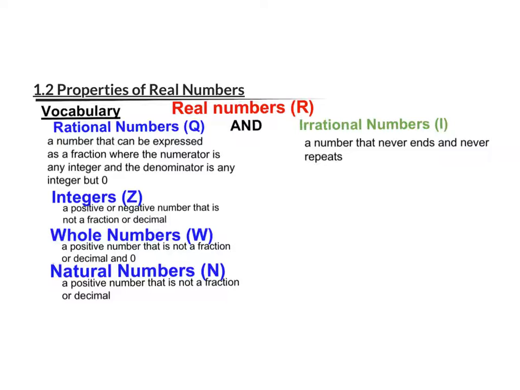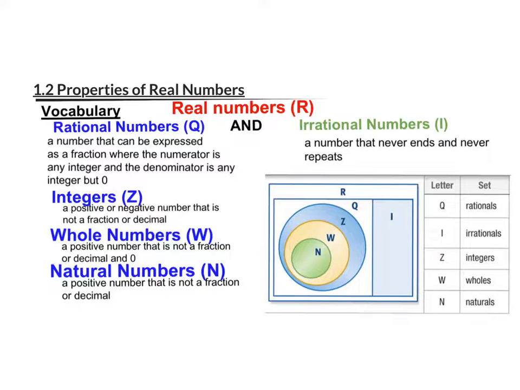Now, on the next screen, I'm going to want you to take a picture because it gives you a Venn diagram of all of this. And I think it's helpful to see. So, feel free to take a picture of this. Notice here how natural numbers are inside of whole numbers. Whole numbers are inside of integers. Integers are inside of rational numbers. And they are all inside of real numbers. Irrational is just kind of off here by itself on the side. It's real, they're real numbers, but they don't have any other subsets inside of it.